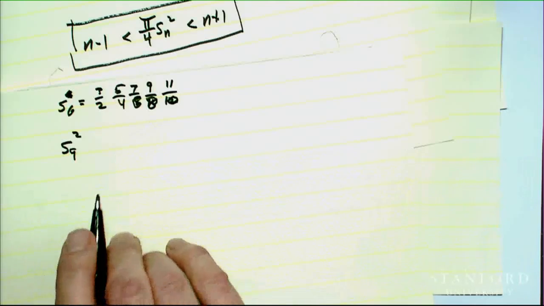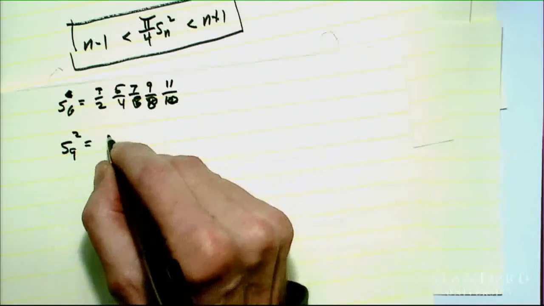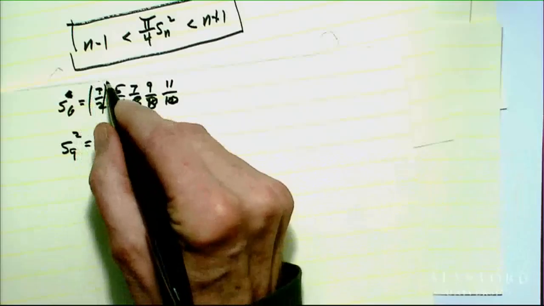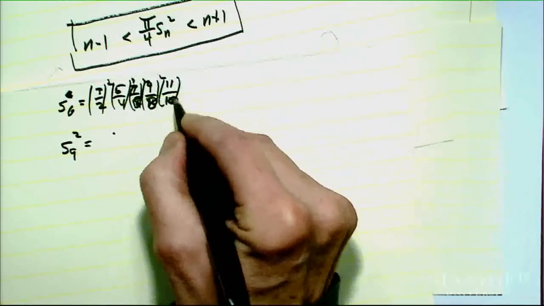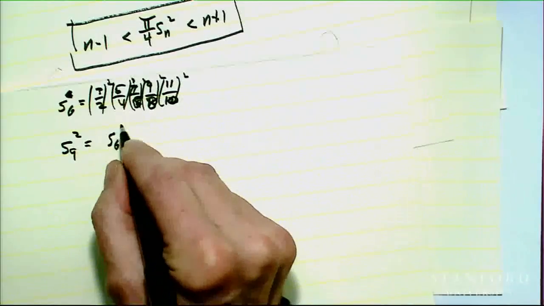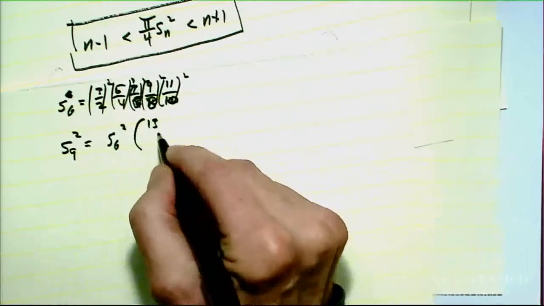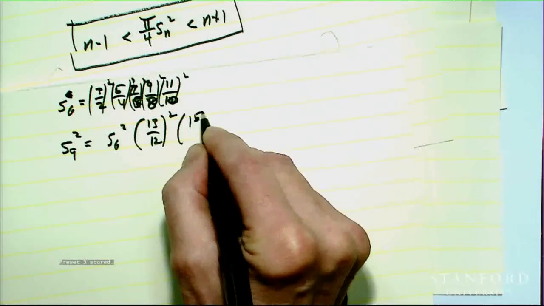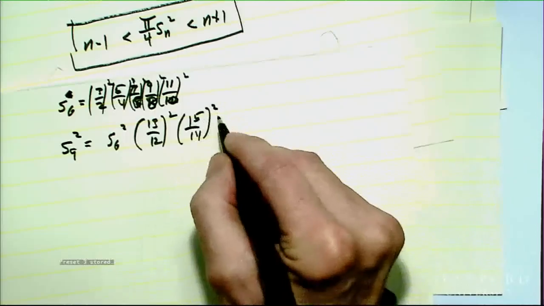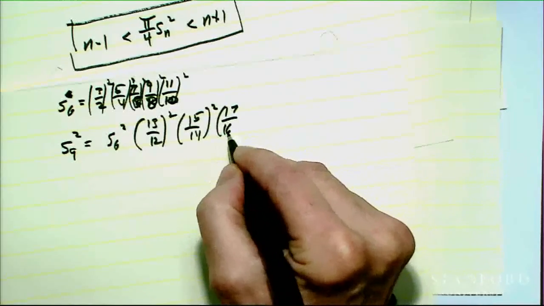And S9 squared is going to be, then I square each of these terms. So S9 squared is going to be S6 squared, and then we got three more guys: 13 over 12 squared, 15 over 14 squared, and 17 over 16 squared.